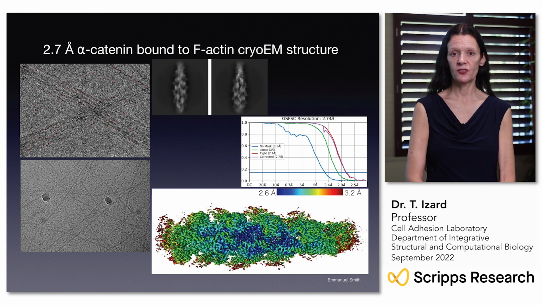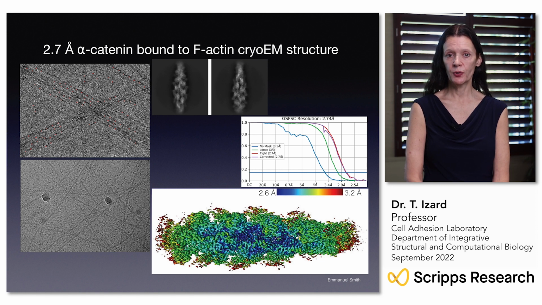Back again to my fascination with the cytoskeleton. So Emmanuel then developed a protocol that allowed the cryo-EM structure determination of dimeric alpha-catenin bound to F-actin. The F-actin bound cryo-EM structure is challenging for many cytoskeletal proteins because they are either only partially decorating F-actin or they bundle F-actin, both of which is a problem for structure determination. But his perseverance paid off, and he got a 2.7 angstrom resolution structure, which is the highest F-actin bound structure ever reported.